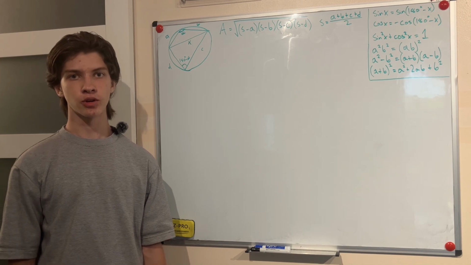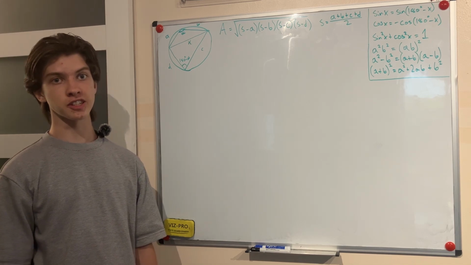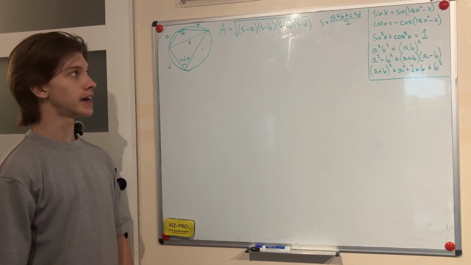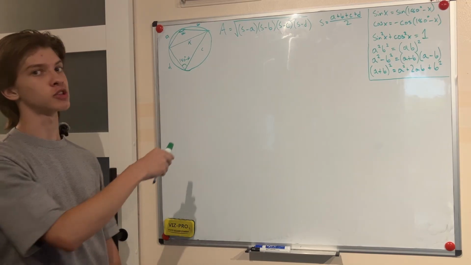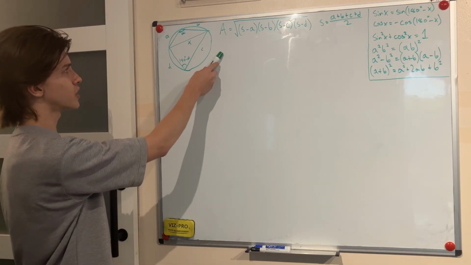Welcome guys, today I'm going to be showing you how to derive Brahmagupta's formula. It's a very famous formula discovered by Indian mathematician Brahmagupta in around the 7th century, and it describes the area of any quadrilateral inscribed in a circle, a cyclic quadrilateral. And the formula itself is very beautiful.